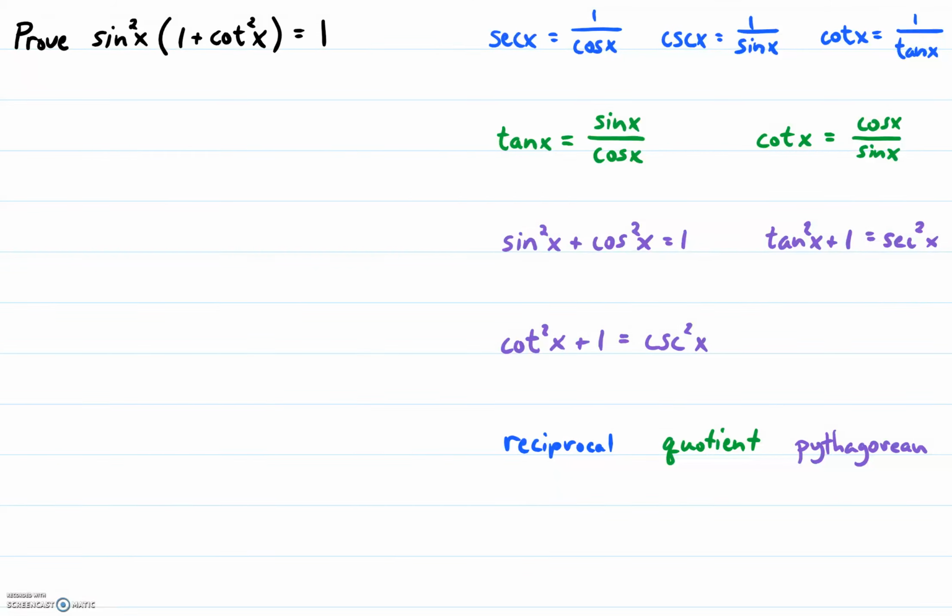In this video, we're going to talk about how to prove or verify trig identities. And the trig identity we're going to look at in this problem is sine squared x multiplied by 1 plus cotangent squared x is equal to 1.